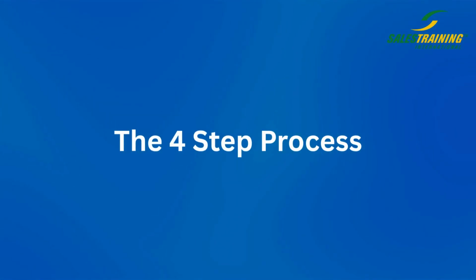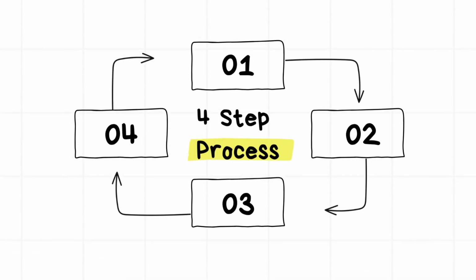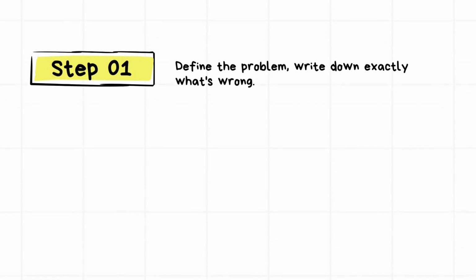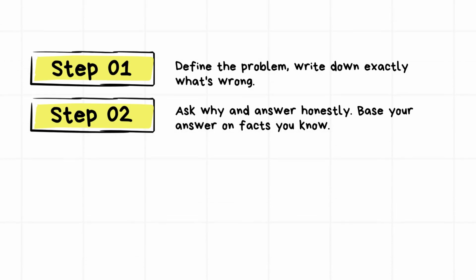Now, let's have a look at how you can use this yourself personally. Here's your 4 simple step process. Step 1. Define the problem clearly. Write down exactly what's wrong. Remember, be very specific. Step 2. Ask why and answer honestly. Don't guess. Base your answer on the facts that you know.